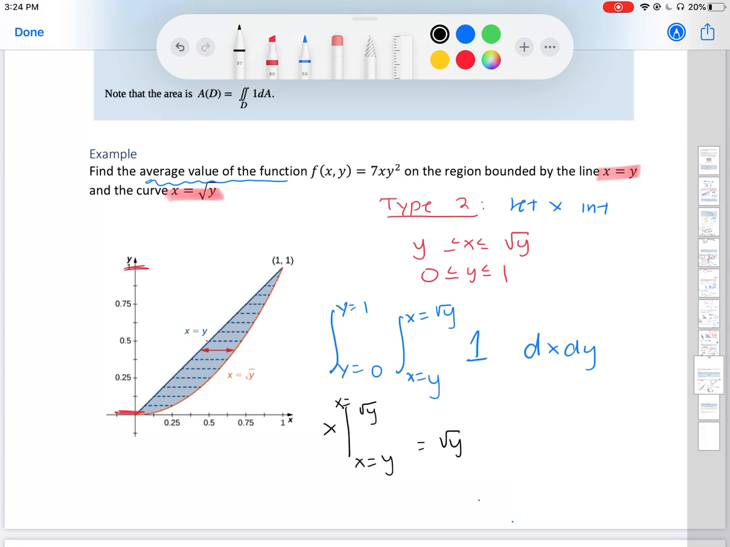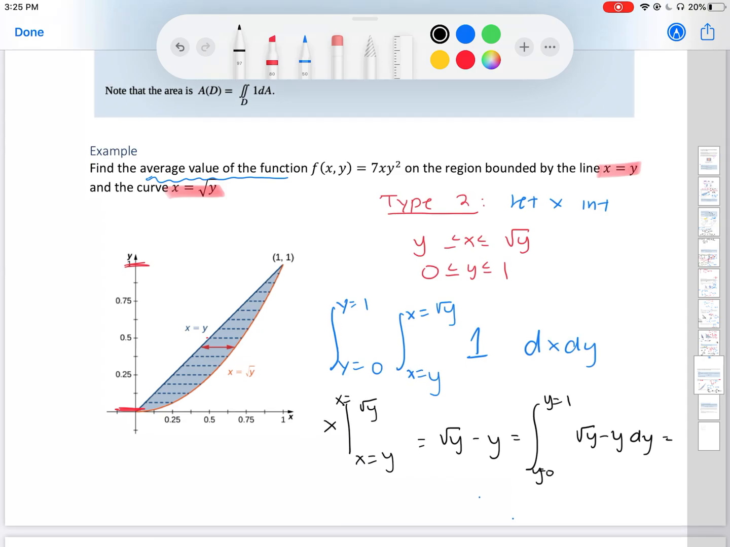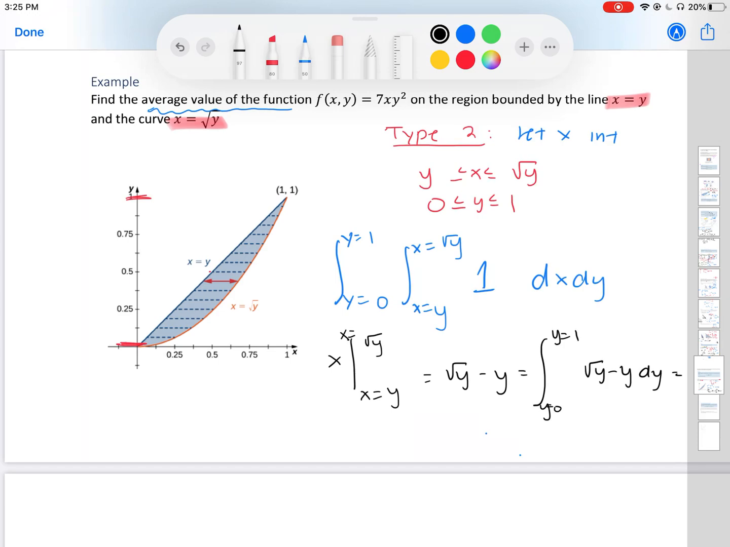So that we get square root of y minus y. Now we integrate in terms of y from 0 to 1 for square root of y minus y dy. And our answer will be 2 over 3 y to the 3 over 2 minus y squared over 2, from 0 to 1. And we evaluate. Our answer is 1/6.